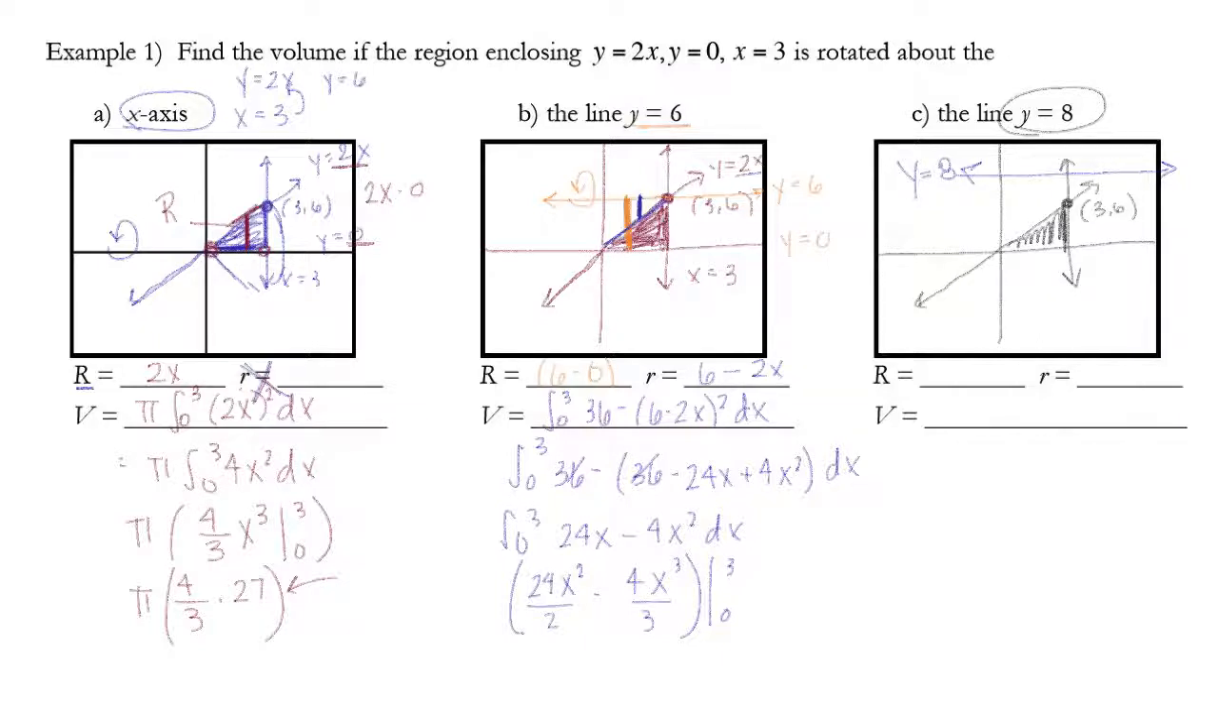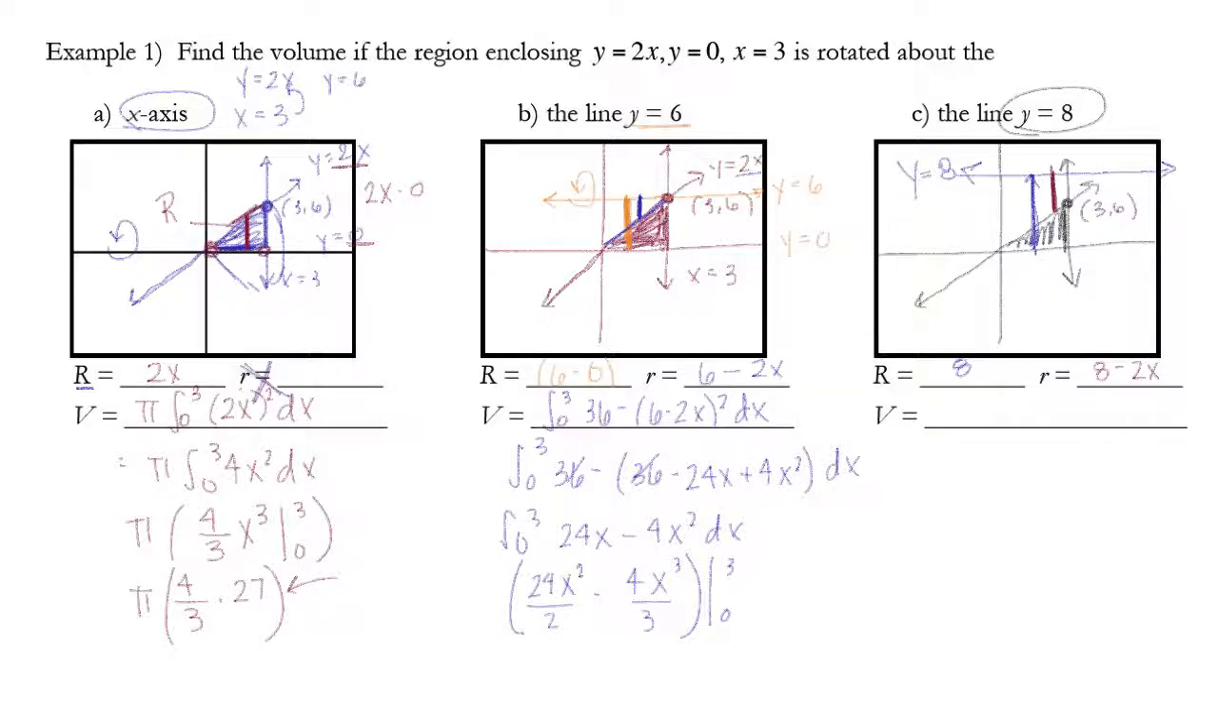So let's see. For big R, that's going to be the longest distance. So that's going to be from here down to here. So what would be that distance from here to here? Well, that's going to be 8 minus 0, or 8. And then for little r, we have to change that. Little r is going to be from here to here. That's going to be the shorter of the two. And so that distance is going to be defined by 8, that's the function on top, minus the one on bottom, which is 2x.